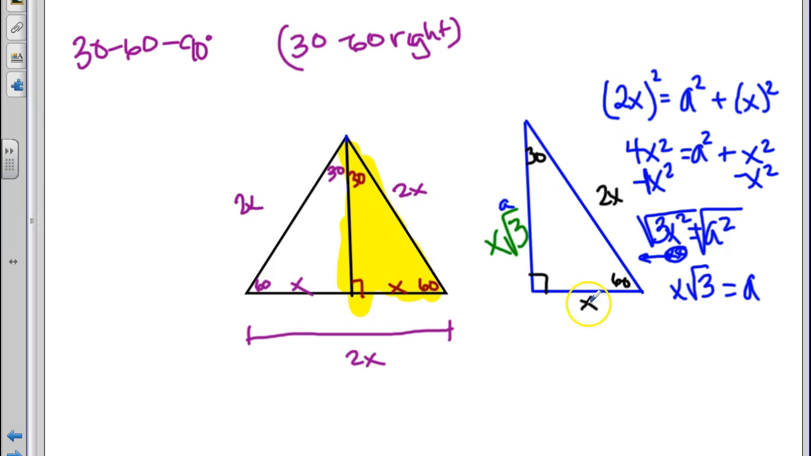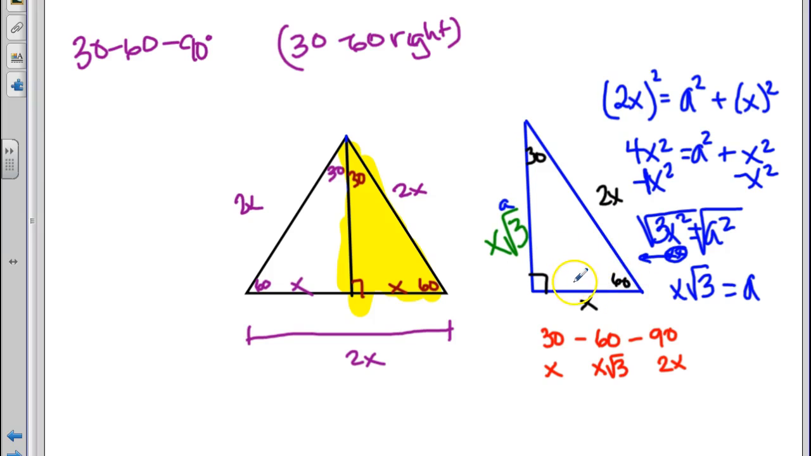Coming back to the 30-60 right triangle, opposite the smaller angle is always the smaller side. So when I write down 30, 60, 90, x will be across from the 30-degree angle. x times the square root of 3, which is x times about 1.7, is always opposite the medium angle, which is 60. And then 2x, 2 is bigger than the square root of 3, goes opposite the largest angle. So that will kind of help you remember what these angle measures are and the relationship between them.